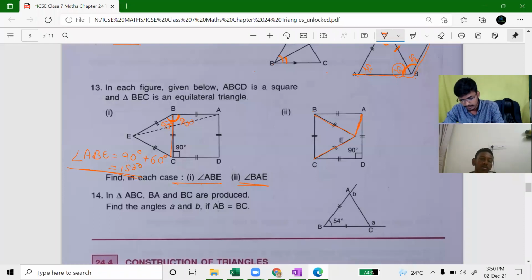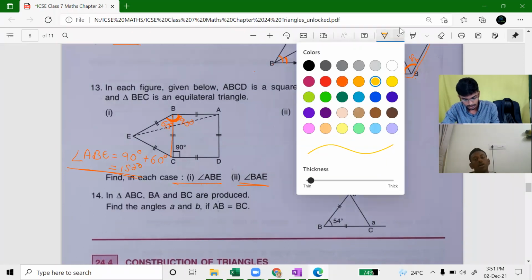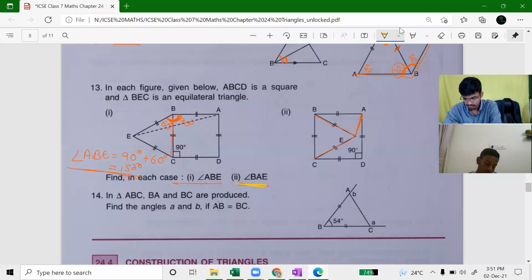That means we found out this angle, right? This angle is how much? 150 degree. And in this question we have to find which angle? Angle BAE, which means this angle we have to find out. Pakka? Pakka, sir. No doubt in this? No, sir.